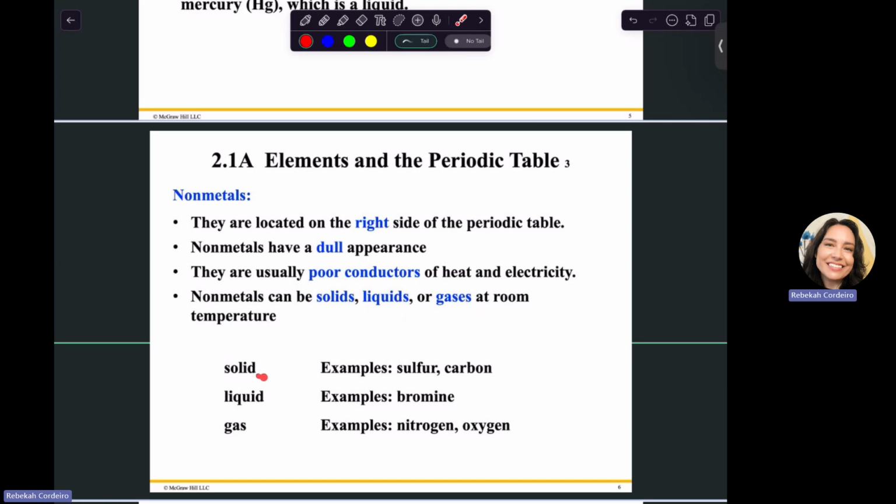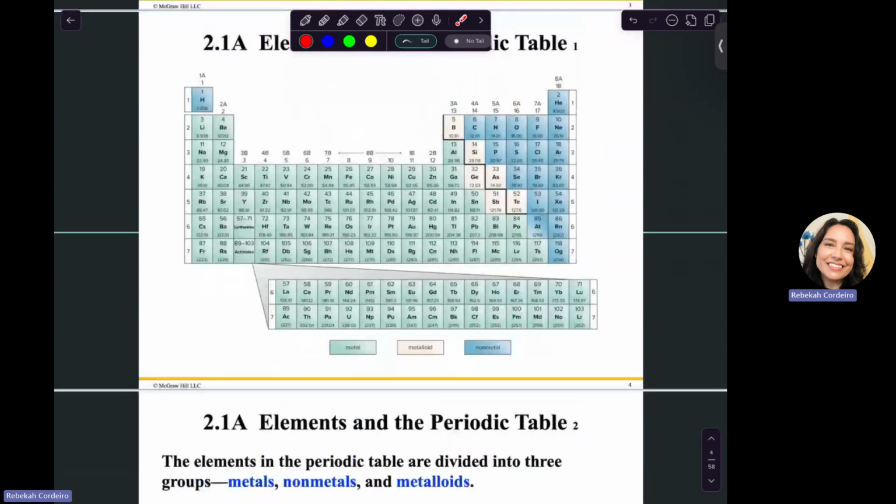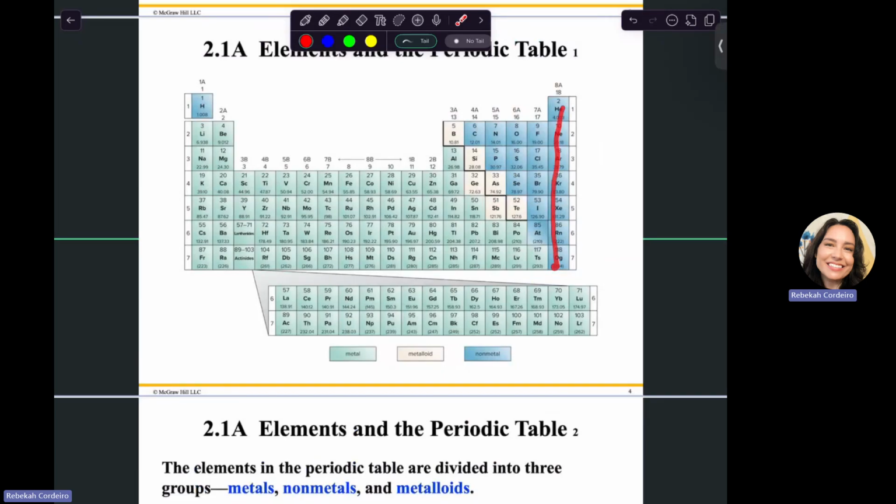So you have some solids. Carbon and sulfur are examples of some solids. You've got one liquid, bromine, and then you've got gases like nitrogen and oxygen. All of this family here are also gases, and hydrogen is a gas. Nitrogen is a gas, oxygen's a gas, fluorine is a gas, chlorine is a gas, bromine is a liquid, and then carbon, phosphorus, sulfur, selenium, and iodine are solids.